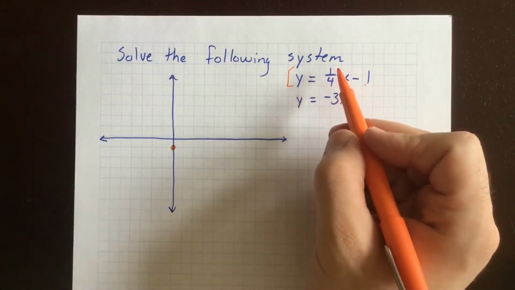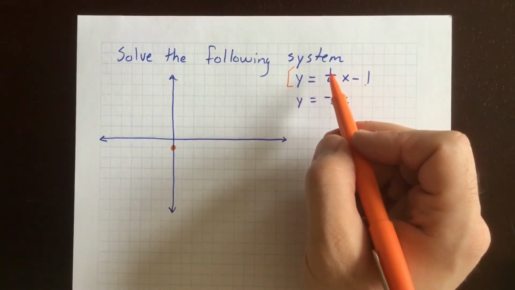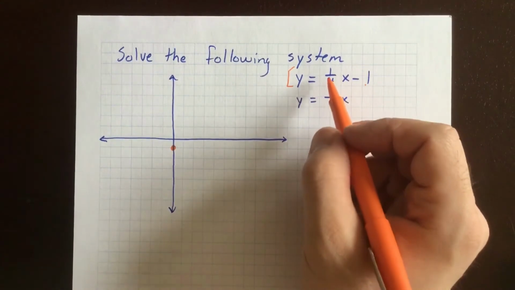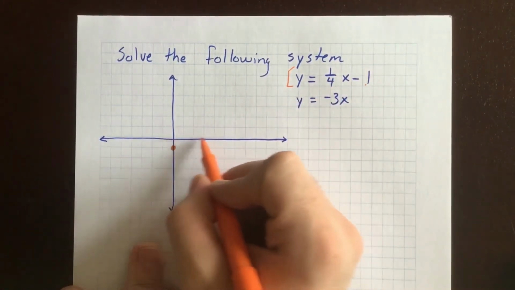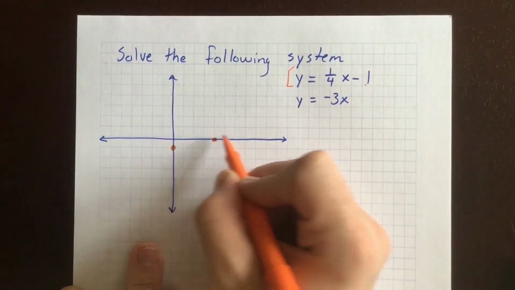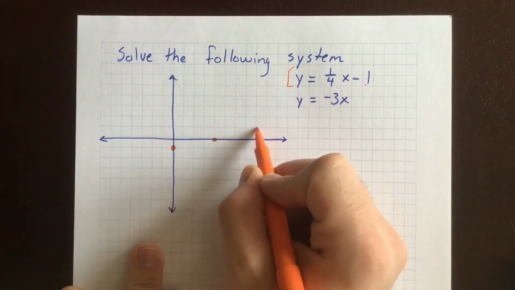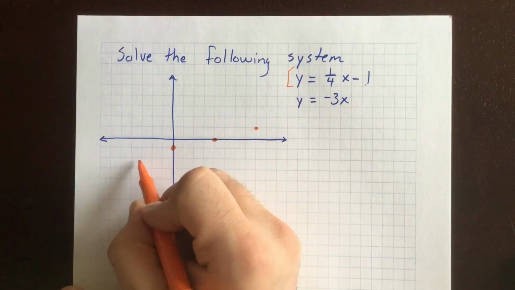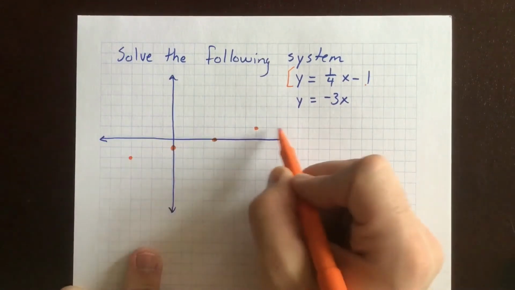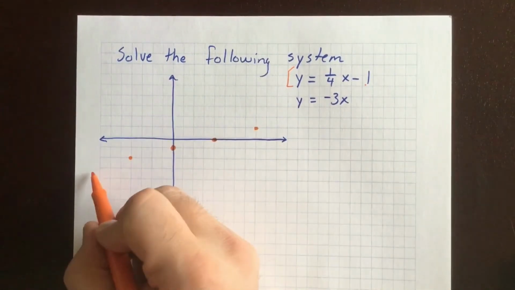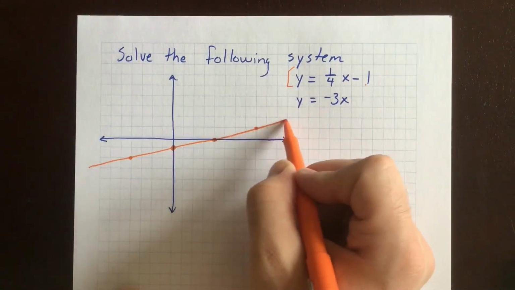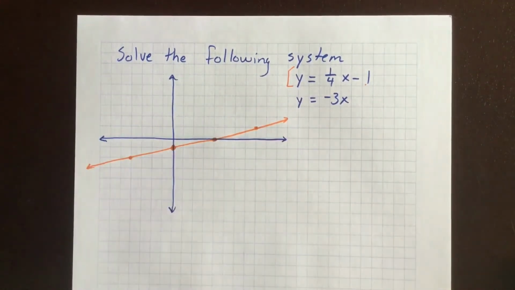And our slope is 1/4, which would say we rise 1, go up 1, and then go right 4. Up 1, right 4, up 1, right 4, and so on. If I wanted to go the other direction, go down 1, left 4. Just make sure I'm in line still. So we can connect these and we get our equation.